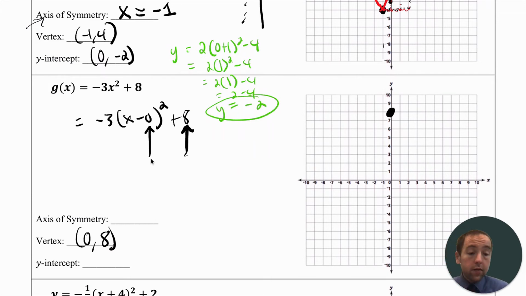So the last thing that you'll need to think about in terms of getting the graph of this parabola is this stretch or compression factor, which in this case will be a stretch since it's a 3, but also it's negative, which is going to make it go upside down.